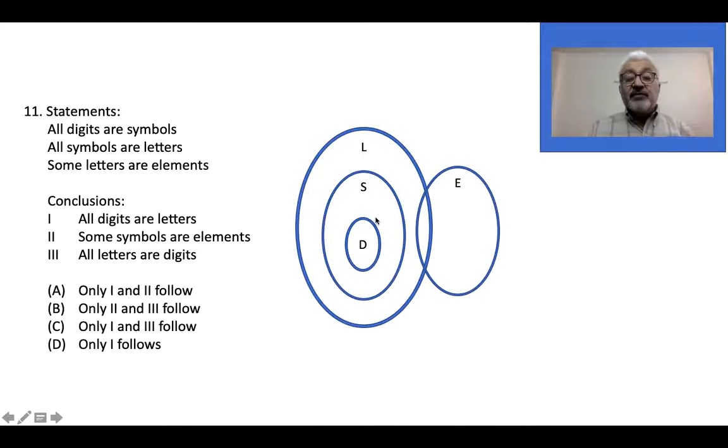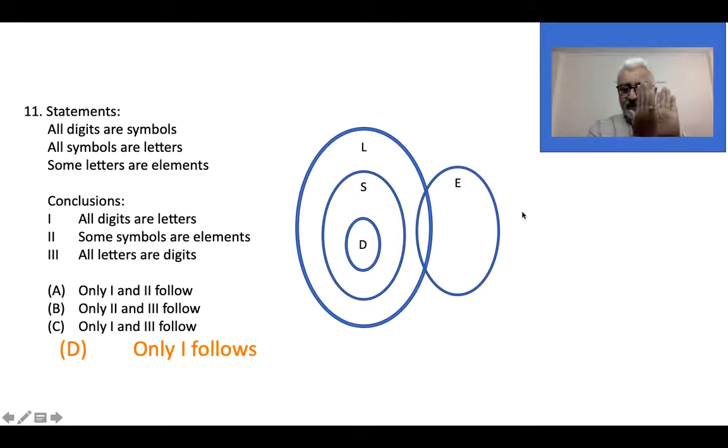So can we say only the first one can be confirmed? But before we do that, please also remember that we could draw one diagram, in fact, four diagrams of equal size representing digits, symbols, letters, and elements. All four of them of the same size could also be shown, but only the first statement is true, that all digits are letters, because digits will always overlap with letters.